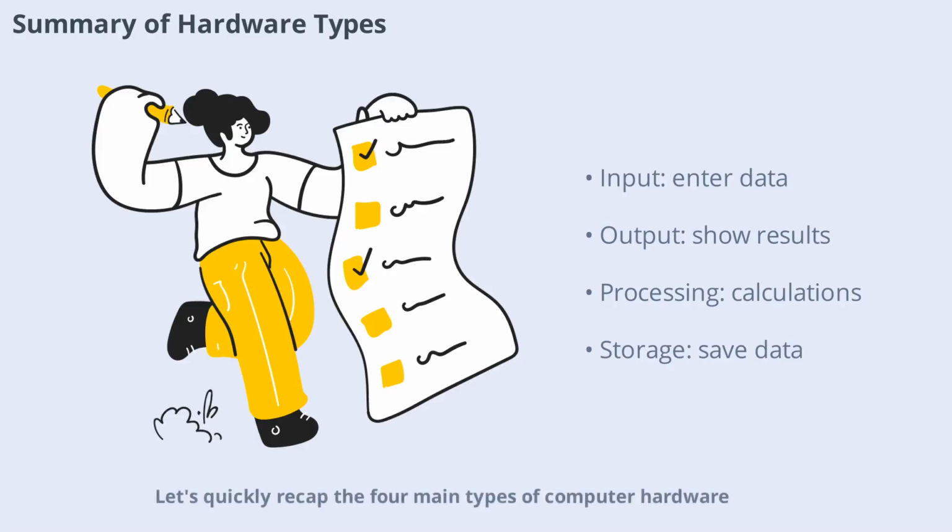Let's quickly recap the four main types of computer hardware. Input devices help you enter data, output devices show you results, processing devices handle calculations, and storage devices keep your data safe. Each type is essential for a fully functioning computer system.